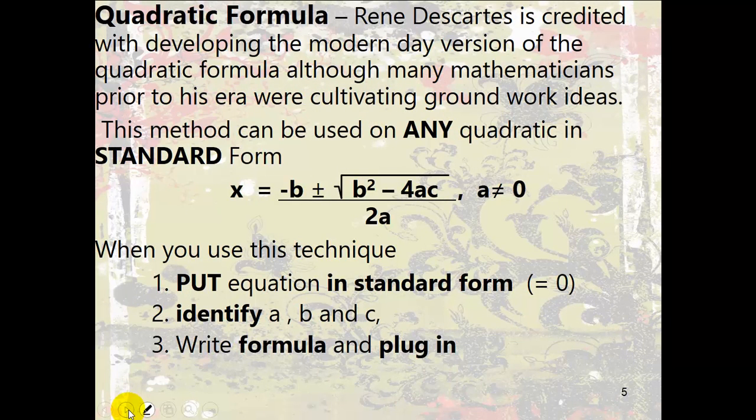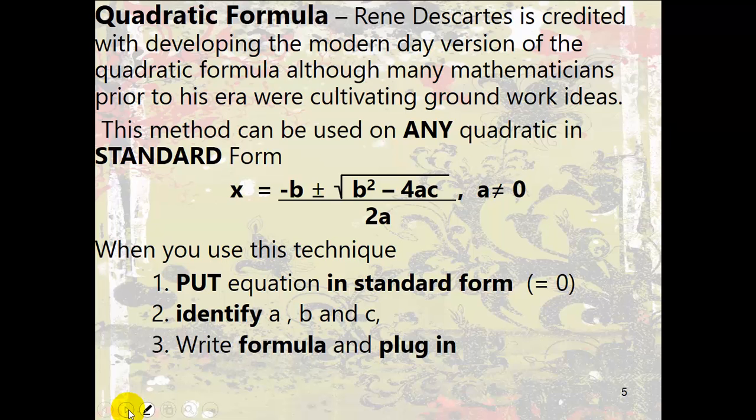The quadratic formula, the current version, was developed by René Descartes, and while he was the one who developed the formula that we use now, there were a lot of people before him paving the way and cultivating the groundwork ideas that helped him develop this formula. He basically took the standard form of a quadratic equation and completed the square on it. And we're going to talk about completing the square on Friday. So it's kind of like a prelude to it.